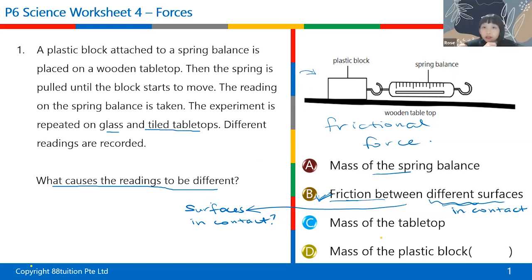What are the surfaces? Plastic block and wooden tabletop. Yes, okay, the surfaces of the plastic block and the wooden tabletop that are in contact. So the surfaces of the plastic block and the tabletop that are in contact must always answer very clearly this way. Any question? No question, huh? If I ask you and you cannot answer, that means you are deficient in this area.